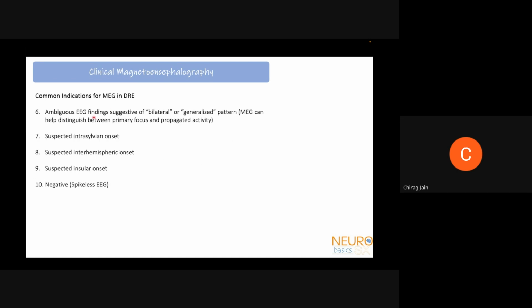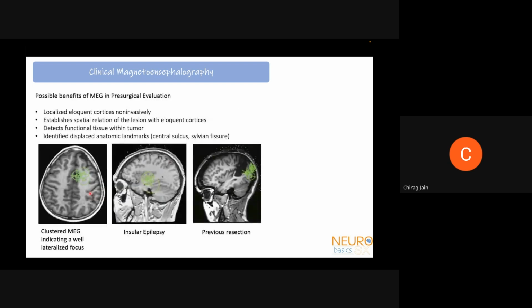Okay. Then other obvious indications, like you have ambiguous EEG findings, which are suggestive of bilateral or generalized patterns. You have areas which are not very well picked up by EEG, like an intrasylvian onset, an interhemispheric onset, an insular onset. These are all deeper sulci that MEG would better pick up than EEG would. Or you have a negative or spikeless EEG. So just very obvious indications as to why you would rather do a MEG than an EEG.